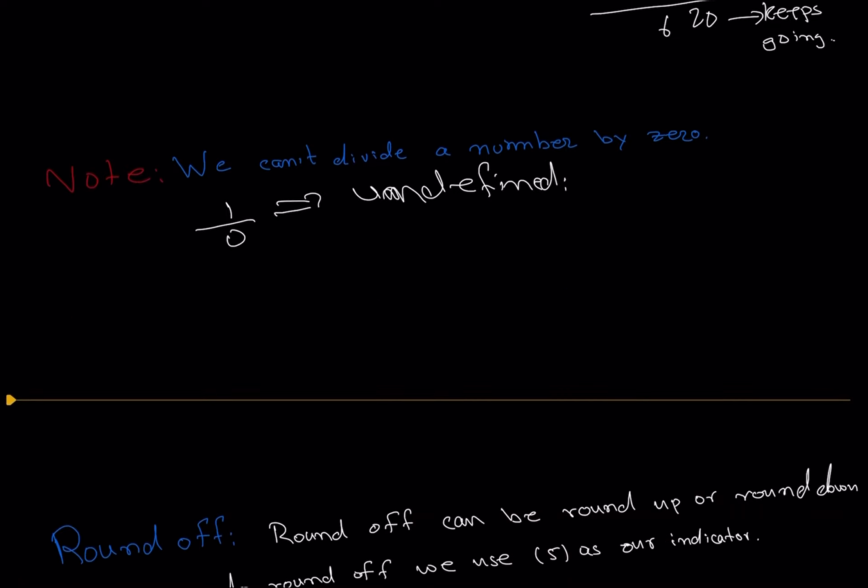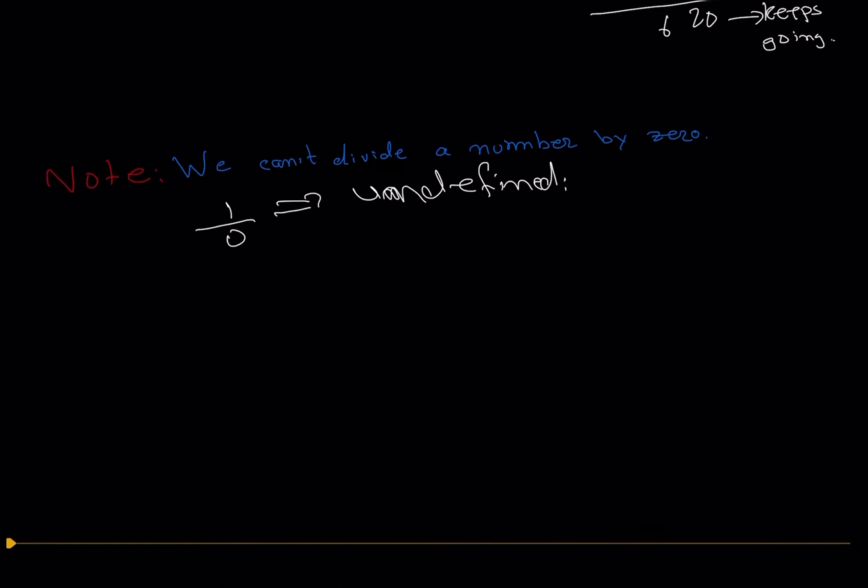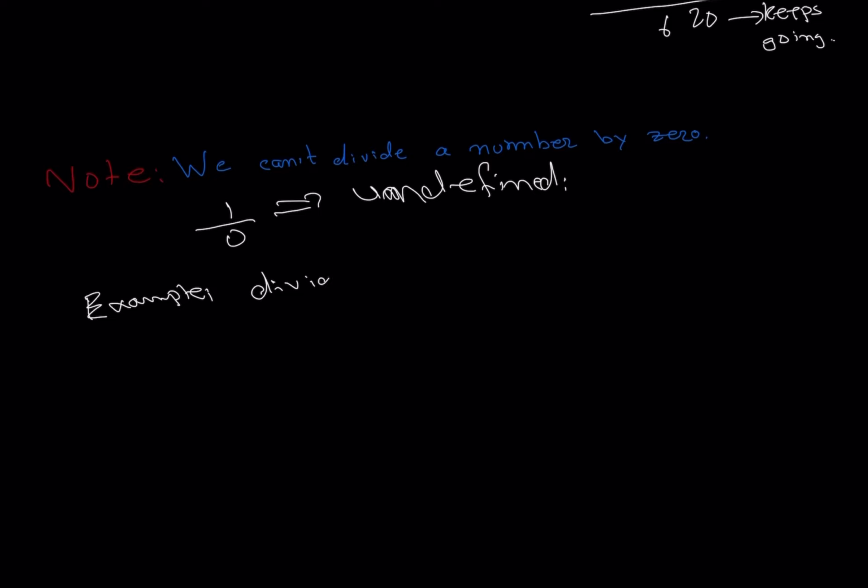Okay, we said, okay, example. Divide 36.504 by 9.3.